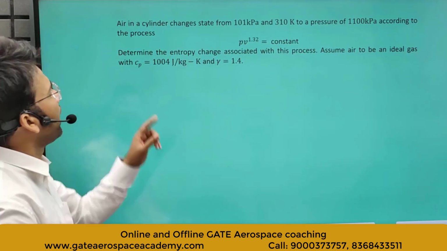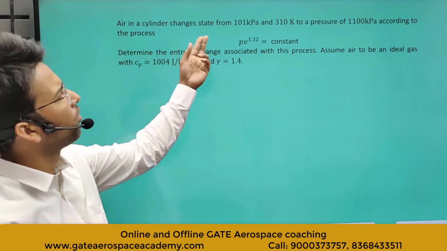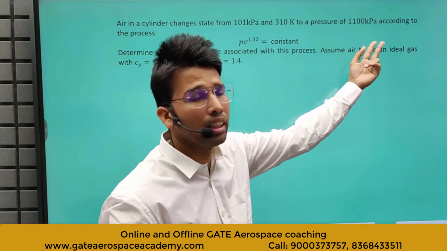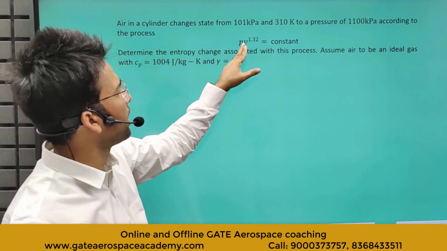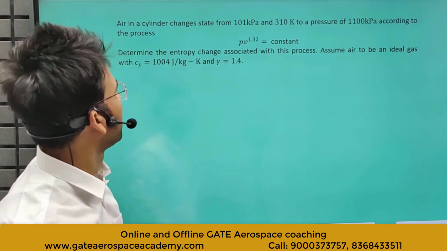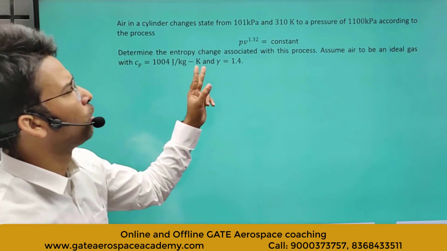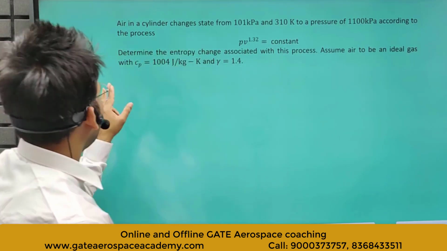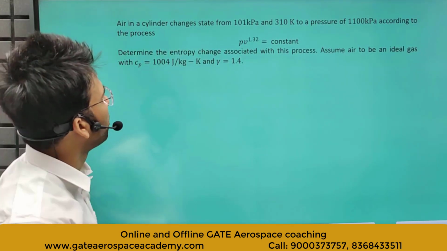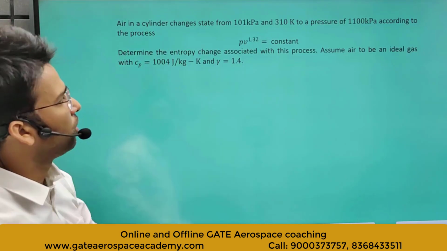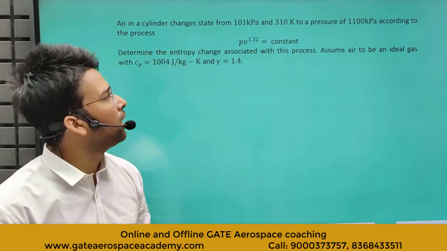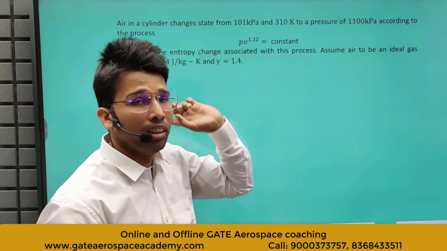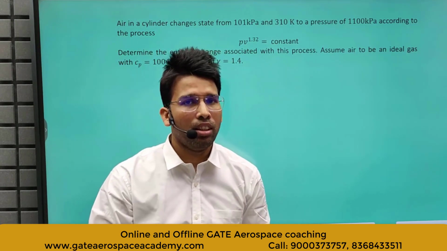In this question, air in a cylinder changes state from this pressure and temperature to a final pressure of this, according to the process PV raised to 1.32 is equal to constant. Determine the entropy change associated with this process. Assume air to be an ideal gas with Cp equal to 1004 joule per kilogram Kelvin and gamma equal to 1.4, right? In this question, few students are getting confused that gamma and n both are given, right?